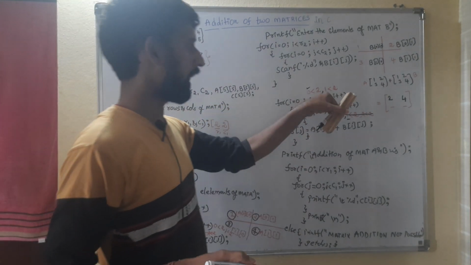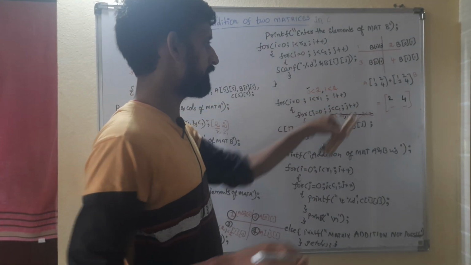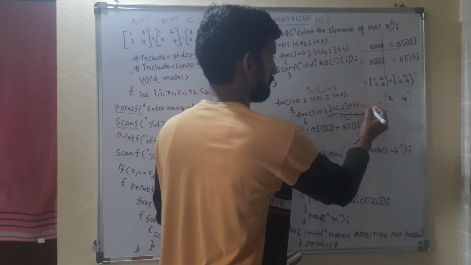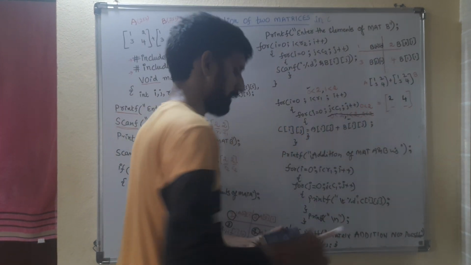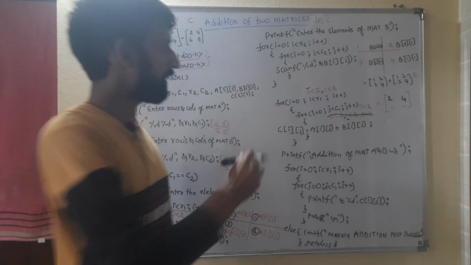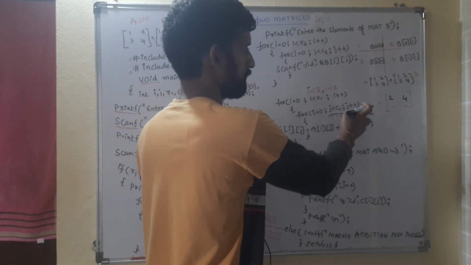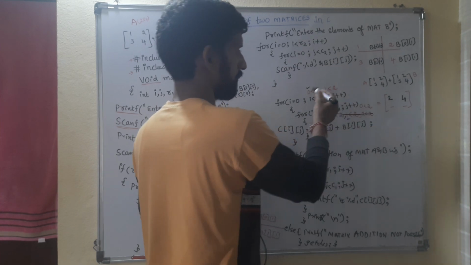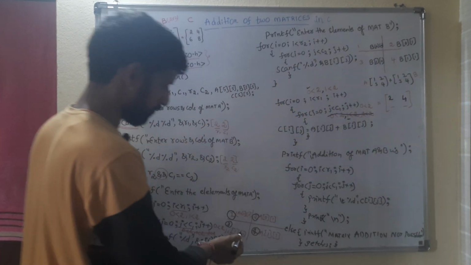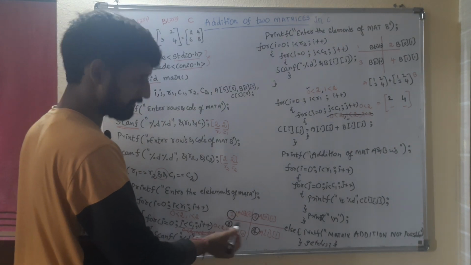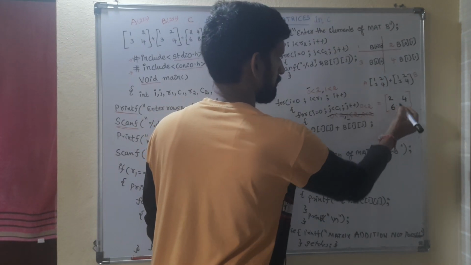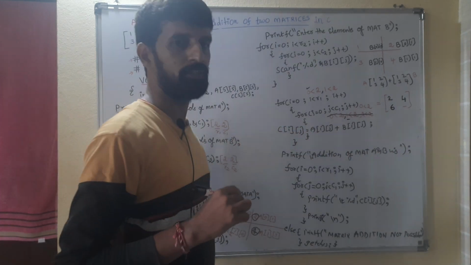I value is 1 here, and J will again start from the beginning. So 0 less than 2, the condition is true. Now the value of I is 1 and J is 0, so it is 1 0. A of 1 0 is 3, B of 1 0 is 3. Then we add 3 plus 3, which is 6.